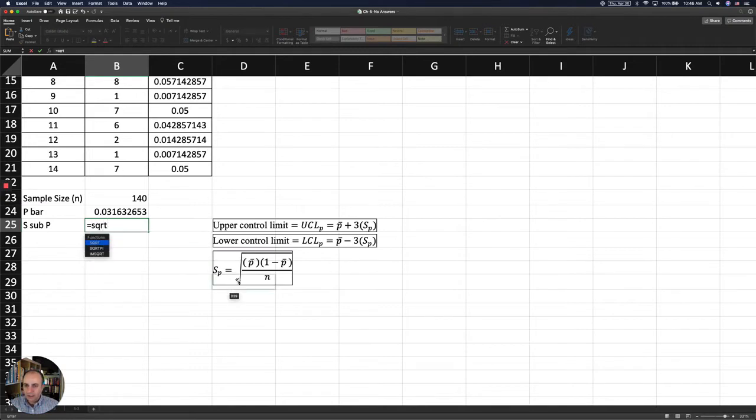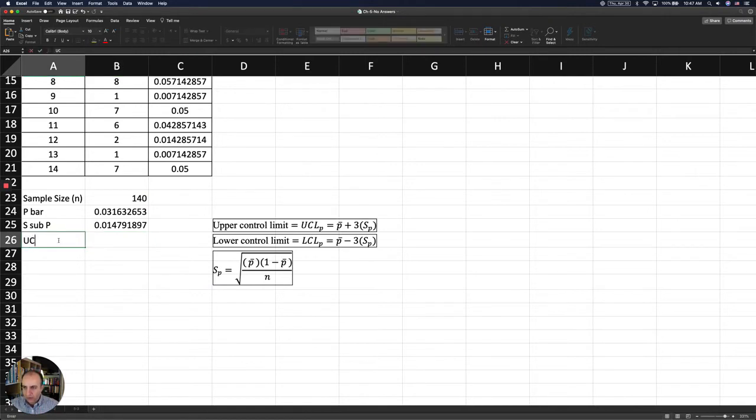SQRT takes care of this square root, open parens, and then P bar times 1 minus P bar divided by N, close parens. Okay, so basically I translated this formula into Excel language. It's going to be a square root of B24, which is P bar, times 1 minus B24, which is 1 minus P bar, divided by B23, which is N. So that's my S sub P.